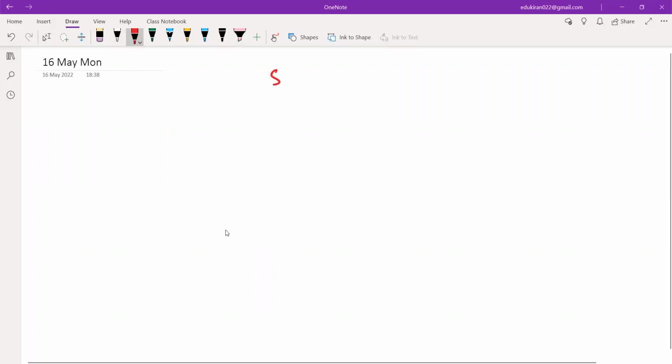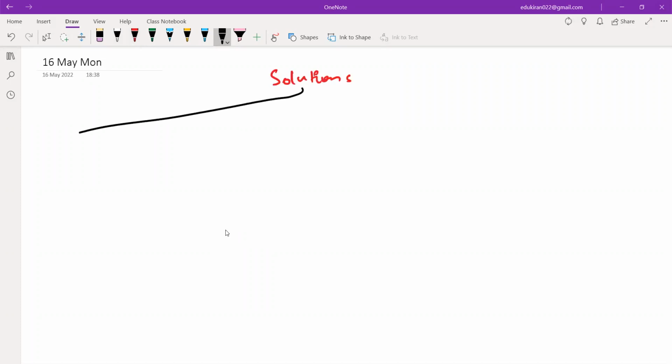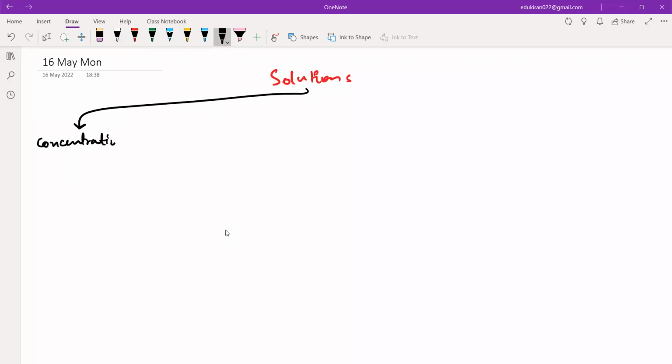In the solutions chapter, you haven't done solutions, right? Start with us, Fatima Munir, okay. In the solution chapter, the first topic is all about concentration terms. This is something that we have already covered. Concentration terms we have already covered.